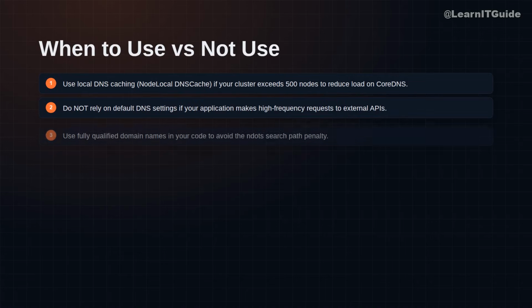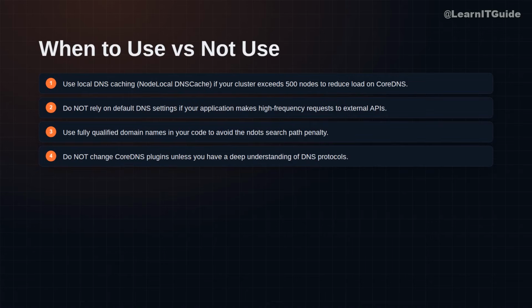So when should you change your approach? First, use NodeLocal DNSCache if your cluster exceeds 500 nodes. It offloads the work to each node. Second, do not rely on default DNS settings if your application makes high-frequency requests to external APIs. Third, use fully qualified domain names in your code to avoid the ndots search path penalty. Finally, do not change CoreDNS plugins unless you have a deep understanding of DNS protocols. This is very important. Use these criteria to decide if this tool is right for your situation.